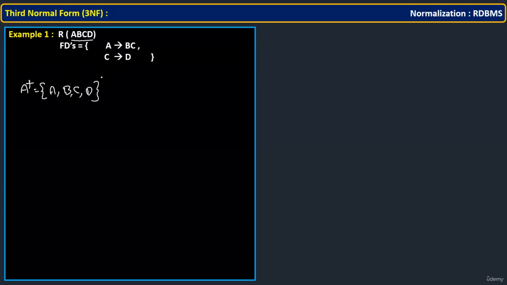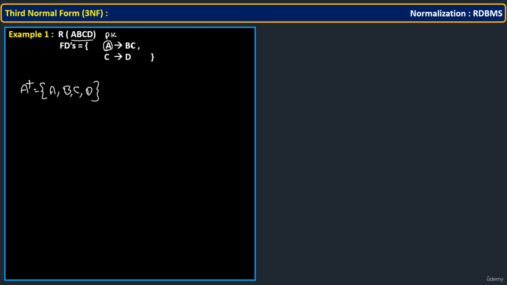Now if you observe, this is the primary key, or prime attribute. This is deriving everything, so that is what a super key is. So this is not a transitive dependency. But here C is not a super key, meaning it is a non-key attribute, and D is also a non-key attribute. That is what we have in the definition: either X must be a super key or Y must be a prime attribute. In these two, we are not satisfying any one.